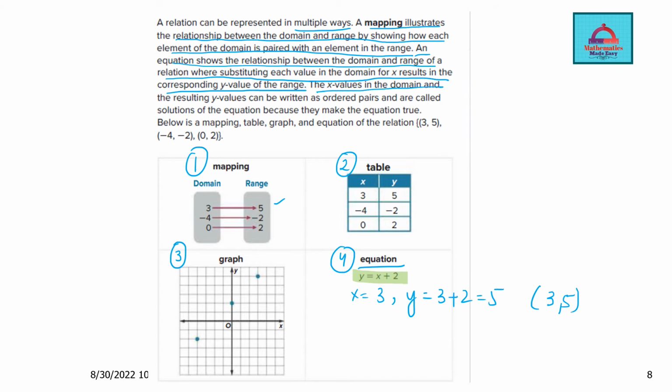Next, the x values in the domain and the resulting y values can be written in the form of ordered pairs. We have already seen which are solutions of the equation because they make the equation true. Now this is mapping, this is equation, table also. You make the first column for the values of x, second column for the values of y, and for the graph you take the ordered pairs. So 3 comma 5 is here, 0 comma 2 is here, -4 comma -2 is here. So these 3 points represent the graph of the relation.